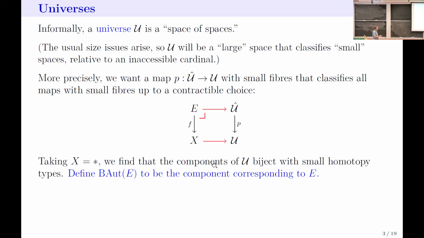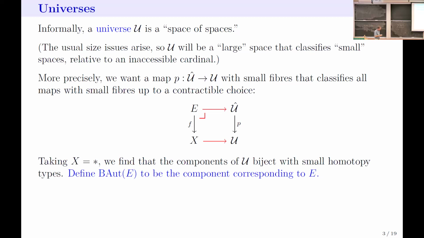But since there should be only one choice of this red data up to a contractible space, in particular there's a connected space of such things, there should be only one component of U that contains points whose fiber is E. So if you think about that, that tells you that the components of this universe U biject with the small homotopy types, which is sort of what you'd expect for something that's supposed to be a universe of small spaces.